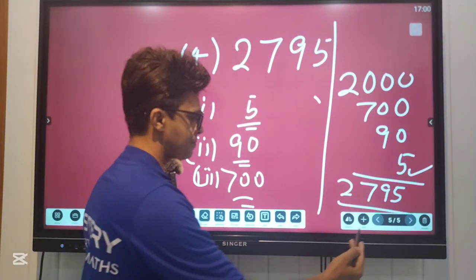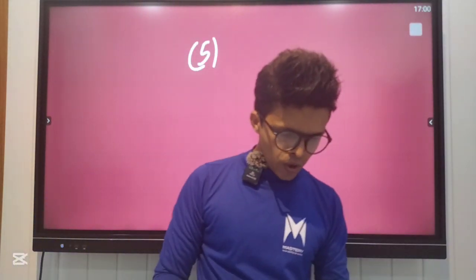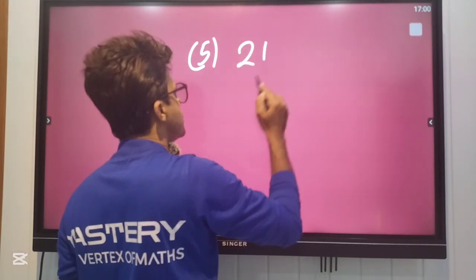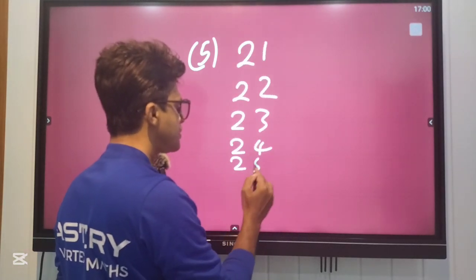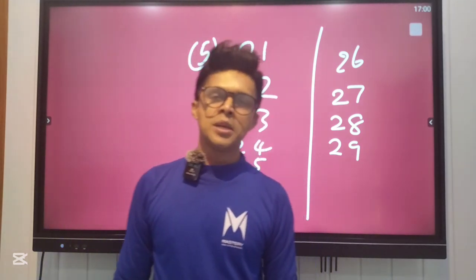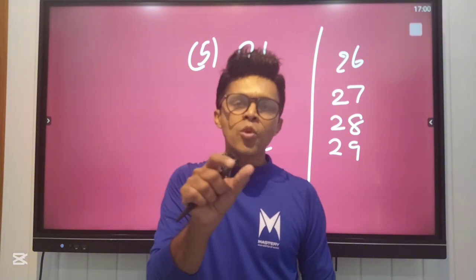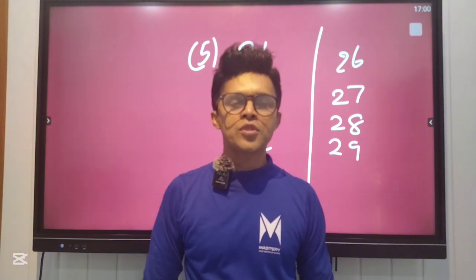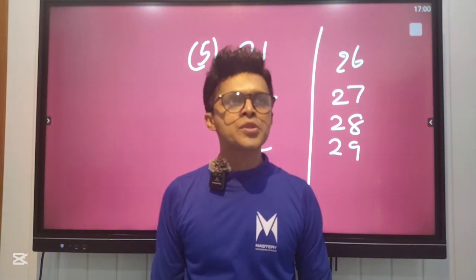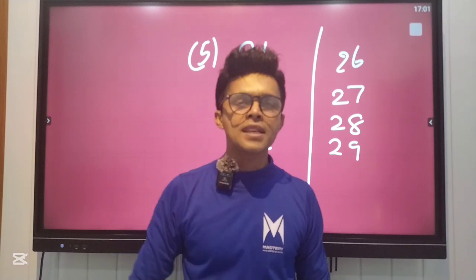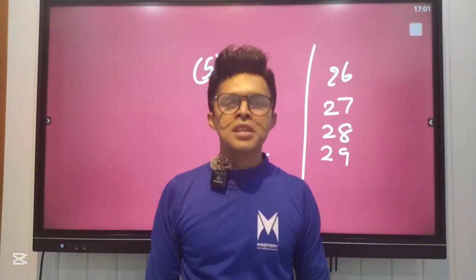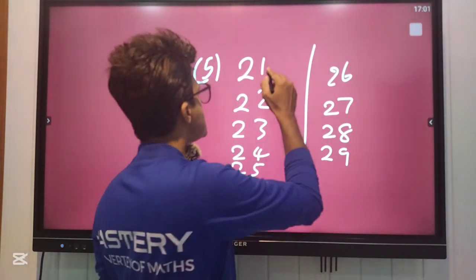I will be teaching you the fifth question. I'll give you this one: 21, 22, 23, 24, 25, 26, 27, 28, 29. You have to round off these numbers to the nearest 10, which means you need to get a close value. What is the close value of 21? Just imagine that you are told by the class teacher to bring 21 rupees. When you round off 21 rupees, what should be the value? That is 20.